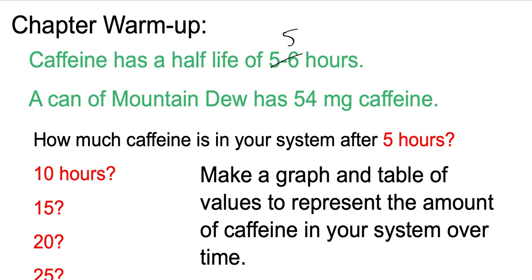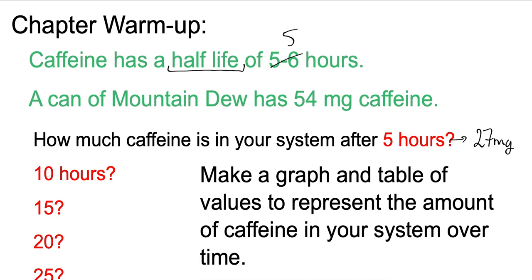So after 5 hours, what a half-life means, that term half-life, is that there's going to be half of the substance left in your body after the time of the half-life. So our half-life is 5 hours, so that means after 5 hours, we have half of what we started with. So after 5 hours, we'll have 27 milligrams of caffeine.